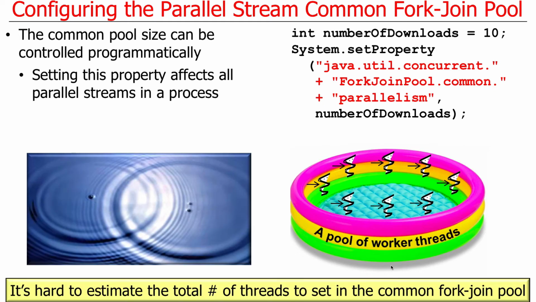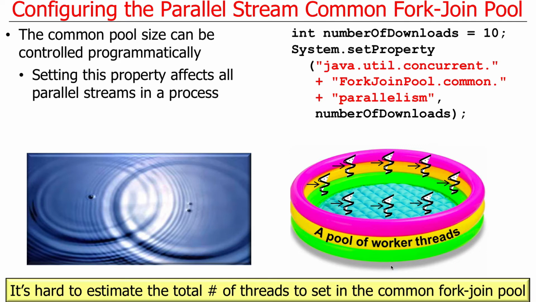The downside, of course, is that setting this property affects all the parallel streams in a process. Now, if you're making them bigger, it's probably not the end of the world. But if you, for some reason, were to make it smaller, then you've just taken away threads that could have been used by other parallel streams that might be running in other parts of your program. So the metaphor here is there's a ripple effect, right? It ripples across and causes cross-contamination, if you will.